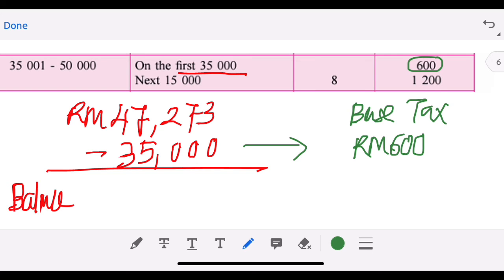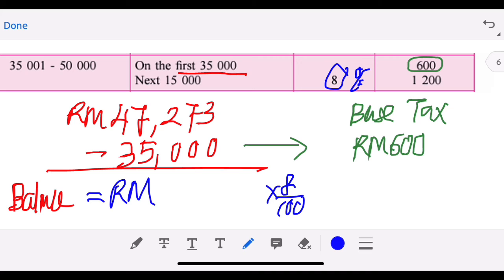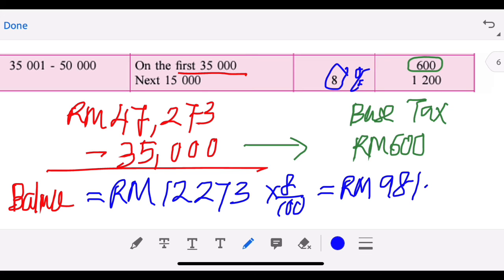So we take 47,000 minus out 35,000, so we get the balance, which is RM12,273, and we have to times it with the rate here, which is 8%. Percent means per 100. So 12,273 times 8%, the amount is 981.84.